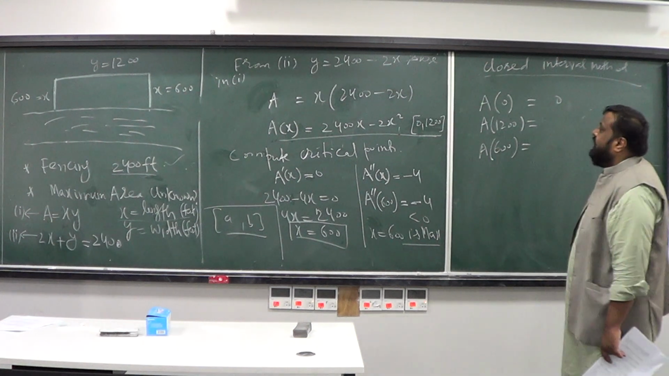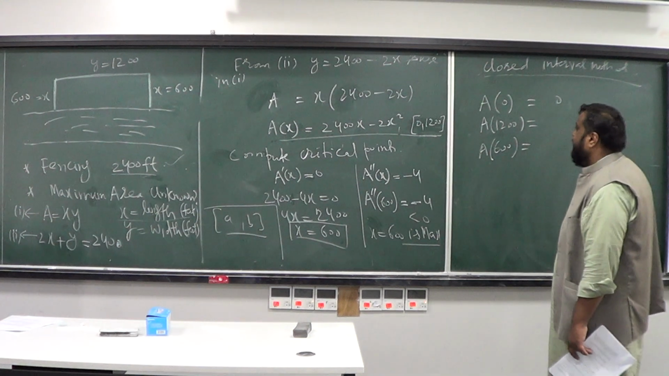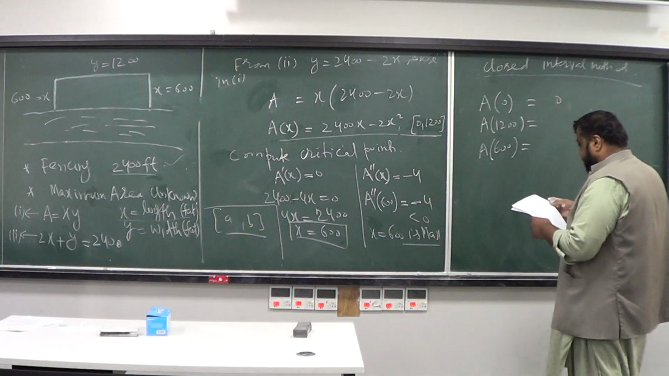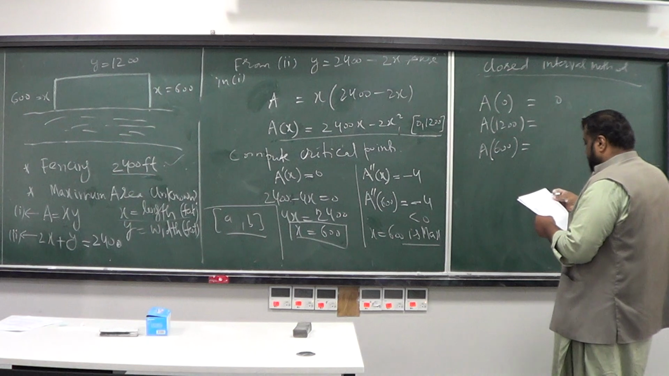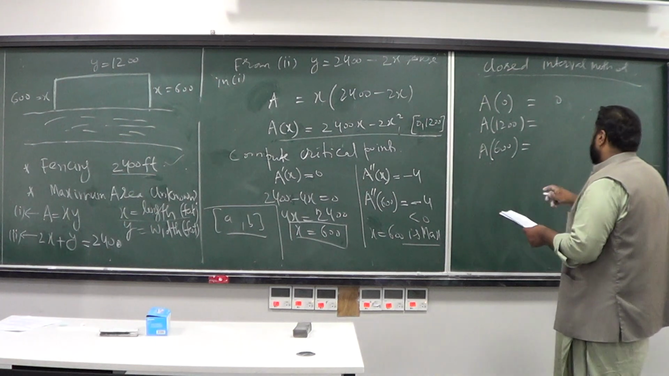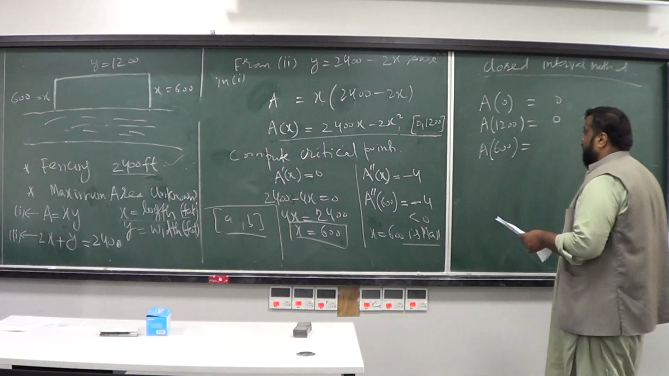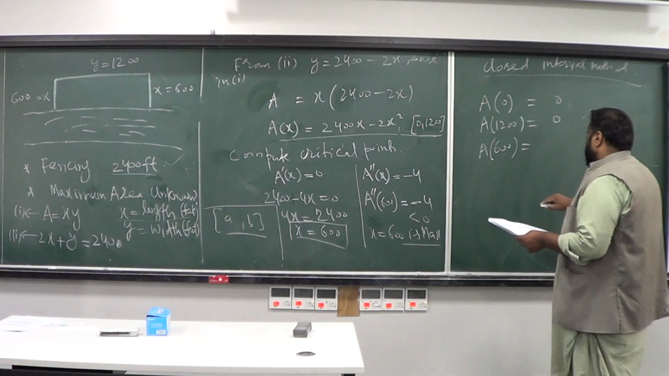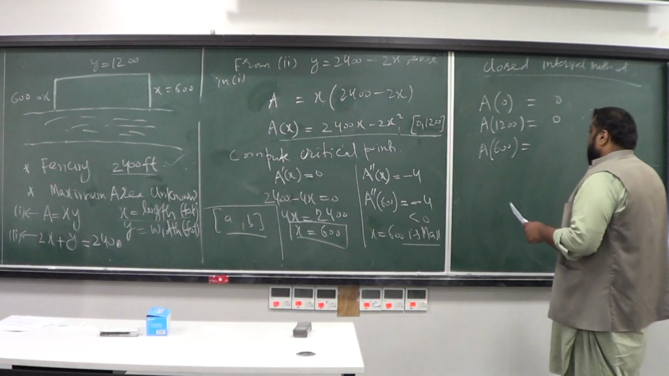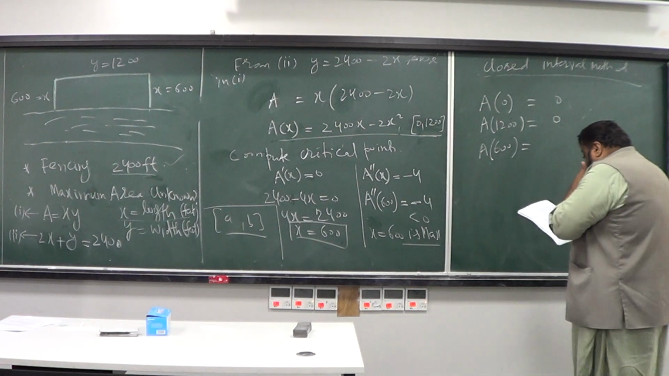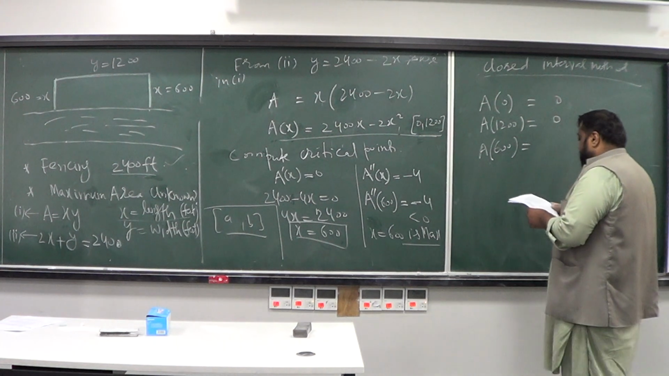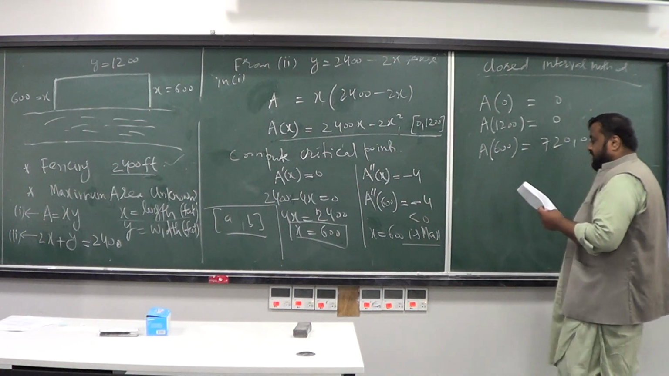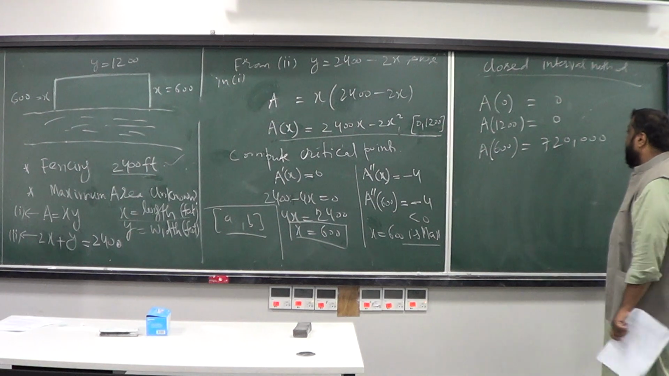If you substitute, say, 1200 in the area, A of 0 is 0, A of 1200 is also going to be 0 if you compute it. Yes, 1200 times 2 is going to be there. And if you compute A at 600, it's going to be 72000. So this is the area.